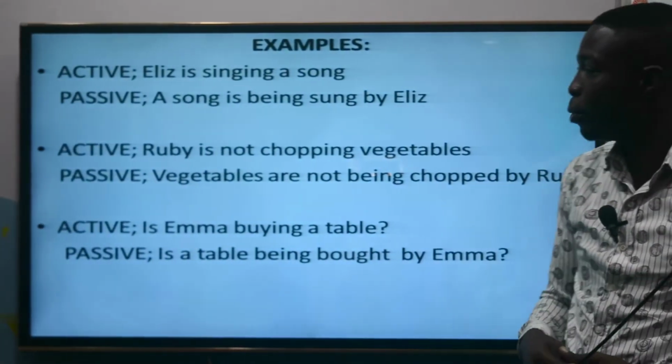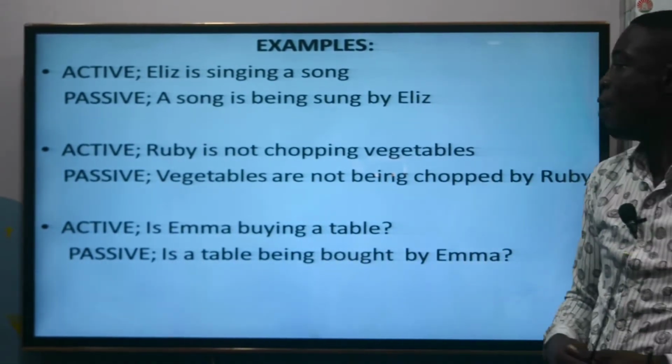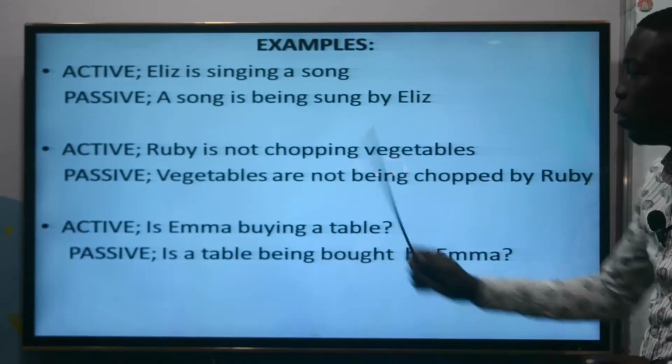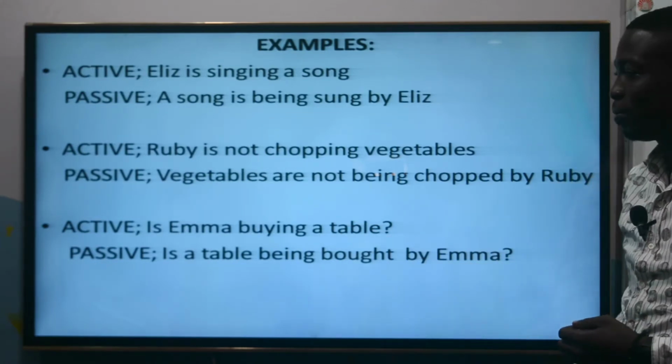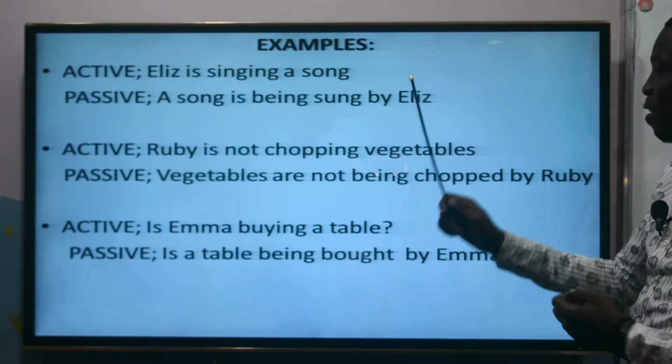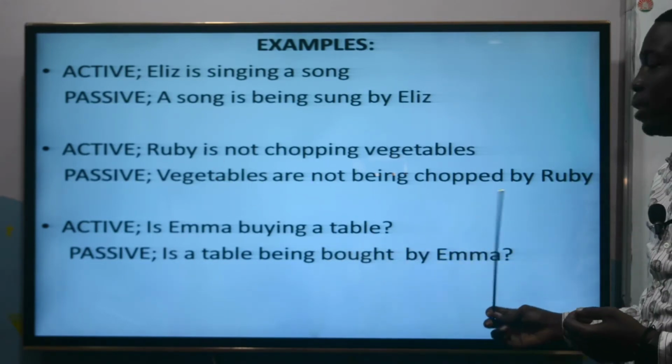To the second example: Ruby is not chopping vegetables. To the passive voice: vegetables are not being chopped by Ruby.